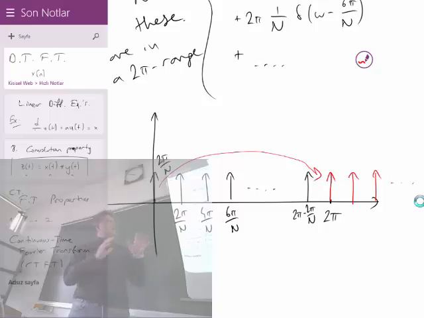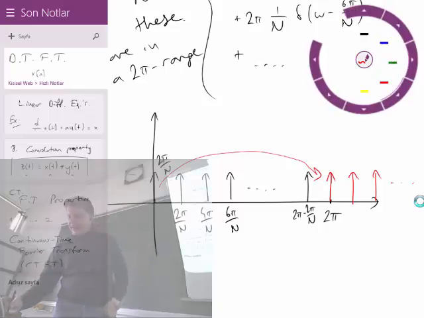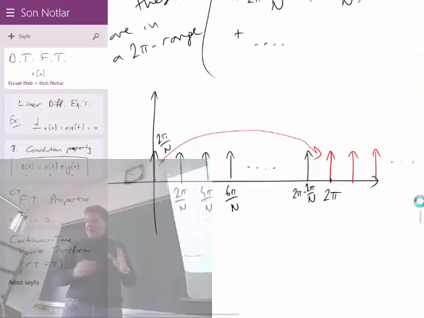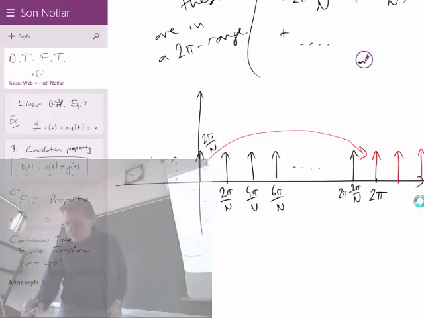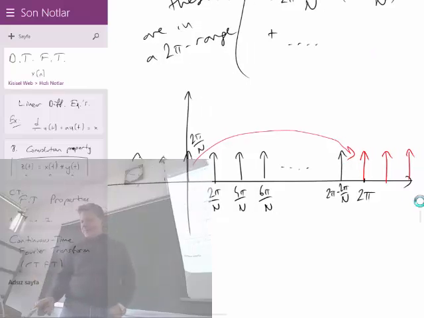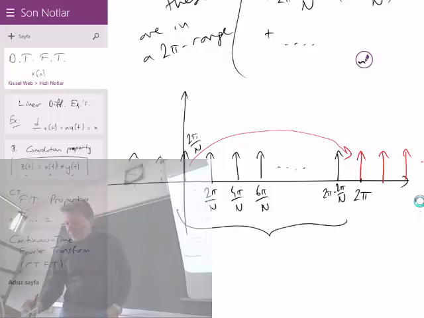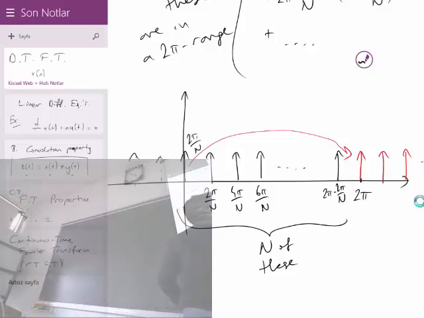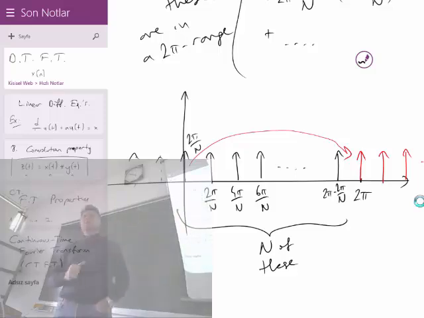But as you see, if you just try to formulate everything, it happens to be a periodically repeating impulse train separated by 2 pi over capital N only. We have capital N of these, and then they are repeating themselves. But the formula for the whole picture from minus infinity to infinity is a simple repetition of impulses with a period of 2 pi over capital N.